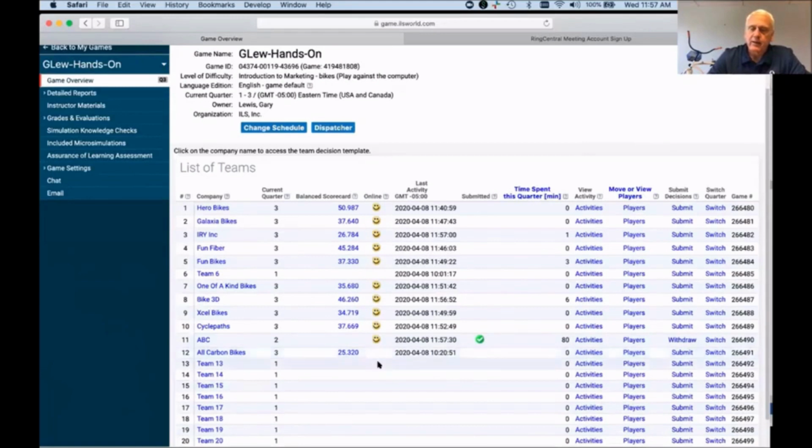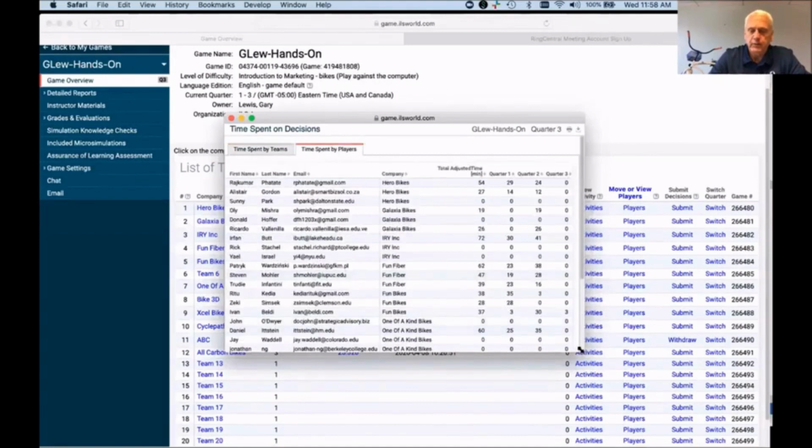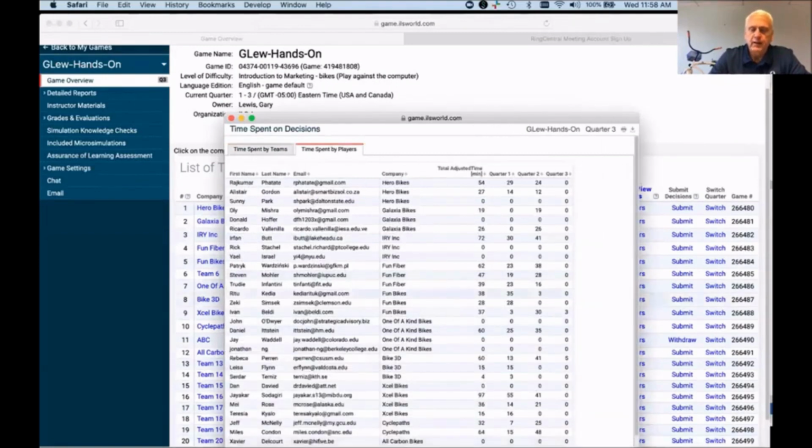From the instructor view, a few things. I can see how much time people are spending. If I click here, I can see how much total time each team has spent, and then I can also look at individual players. And this is really very handy for me to know who's working and who's not working.